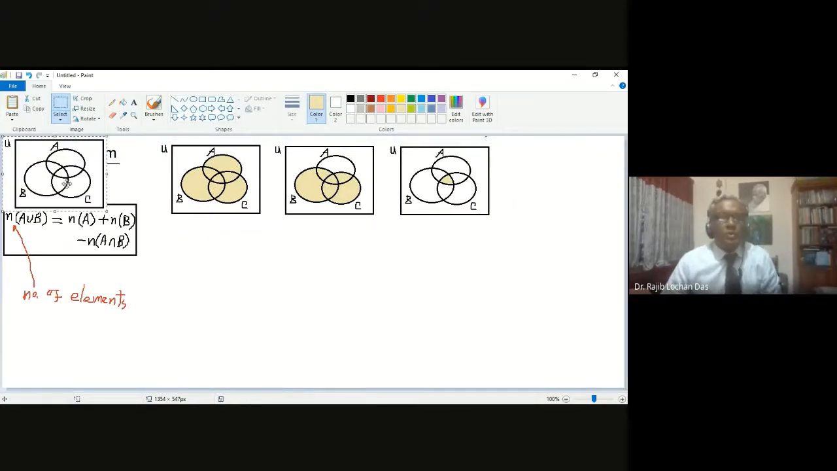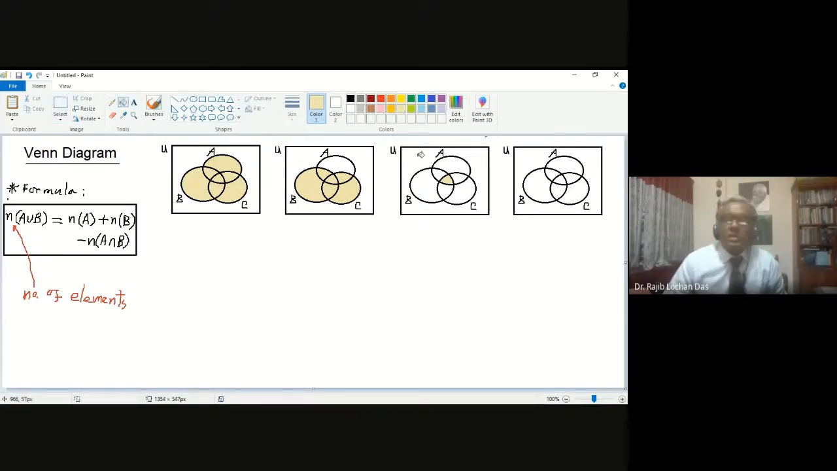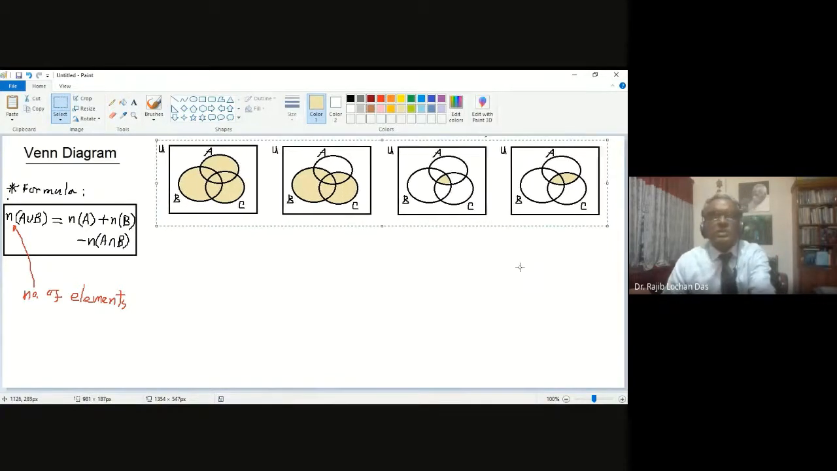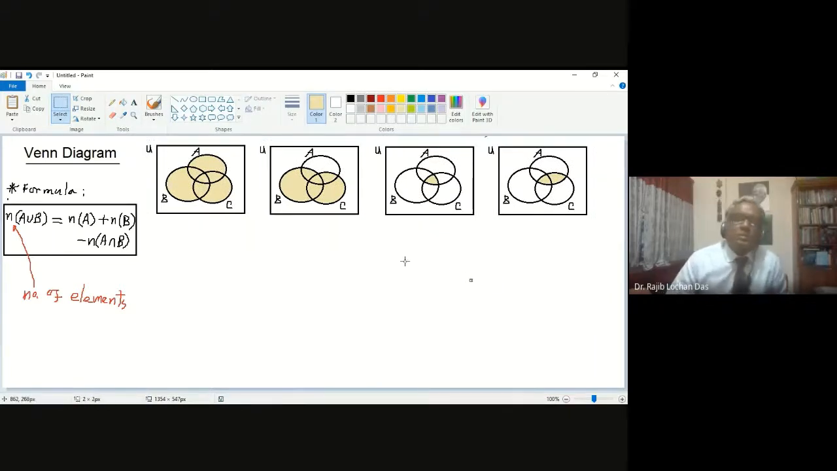And what will be this area? If I just shade the region like this, that will be common in A and C. So it will be A intersection C. There is no connection with B. I mean, don't worry about B. It is just like that.